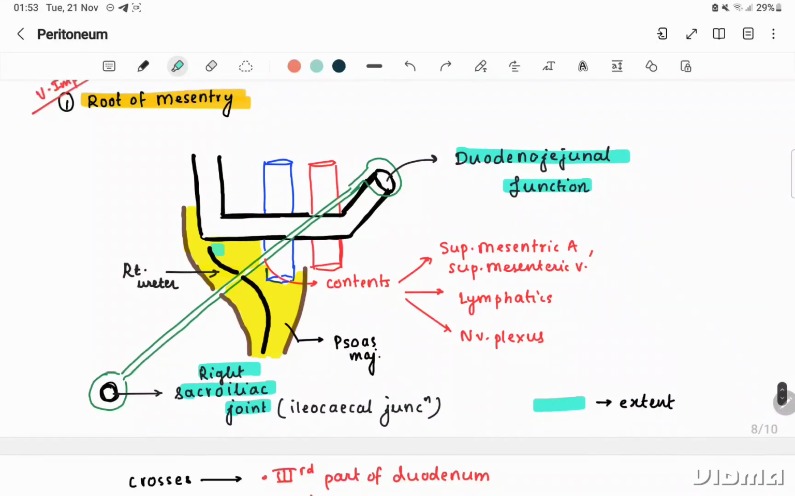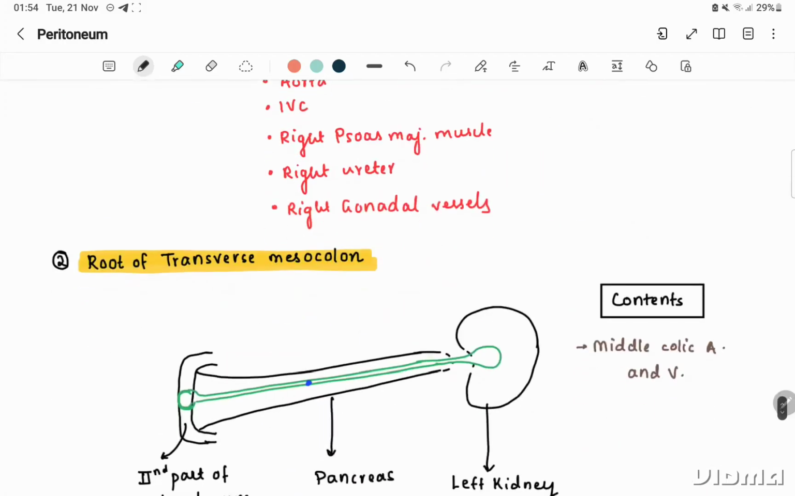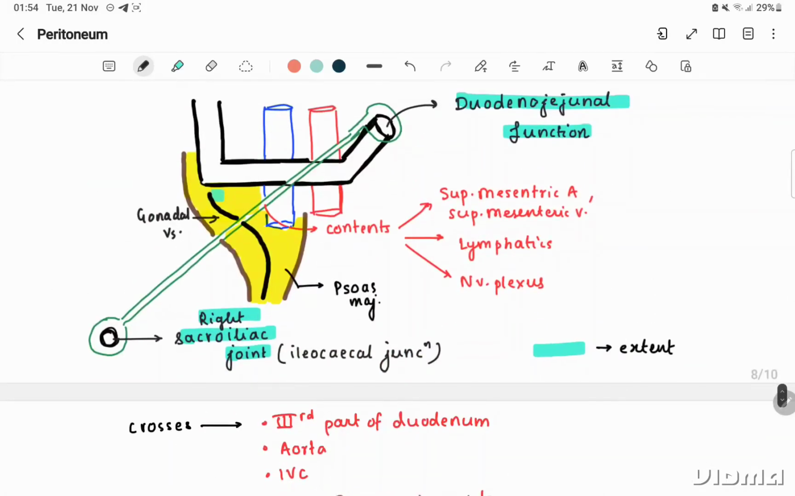Okay, the ureter is some other part. This is a gonadal vessel, right? Because it is present in front of the psoas major muscle. So it is your gonadal vessels. Gonadal nerve, you can say.